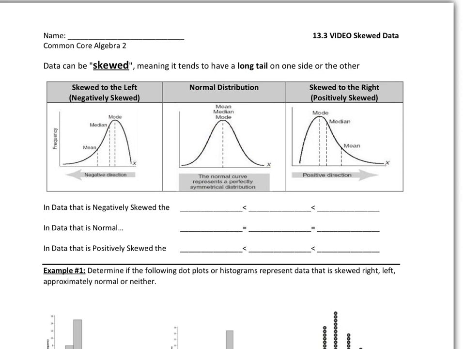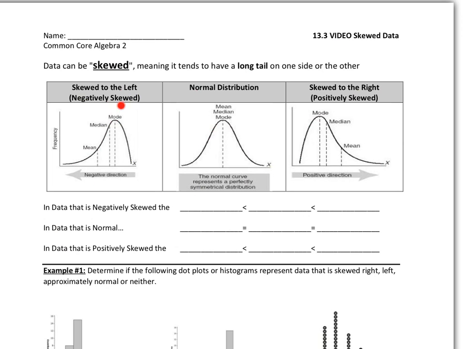Now if we talk about data that is skewed to the left or negatively skewed, the tail is going to the left. If we talk about data that is skewed to the right, the tail is moving to the right in a positive direction. So let's analyze these three things. Okay, the first one.